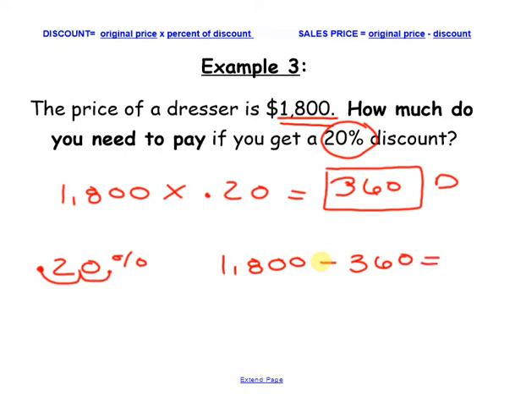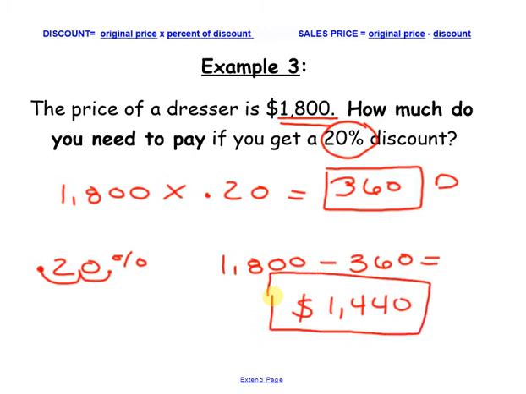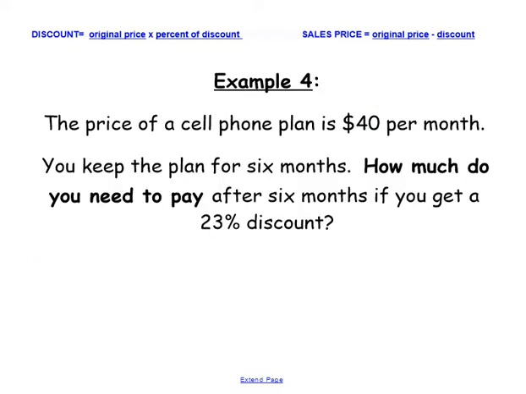1,800 minus 360. You should get 1,440, and that's going to be dollars, and that is going to be your sale price. Okay. All right, let's try another example. The price of a cell phone plan is $40 per month. You keep the plan for 6 months. How much do you need to pay after 6 months if you get a 23% discount?